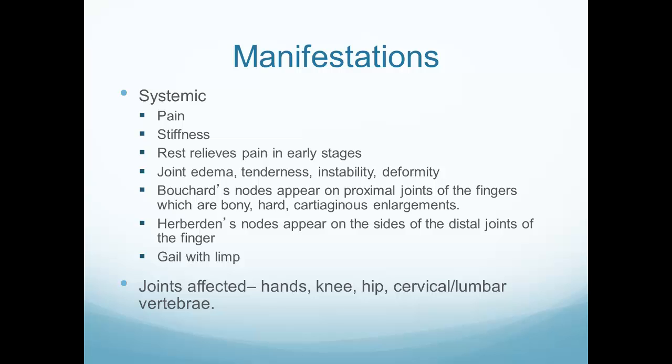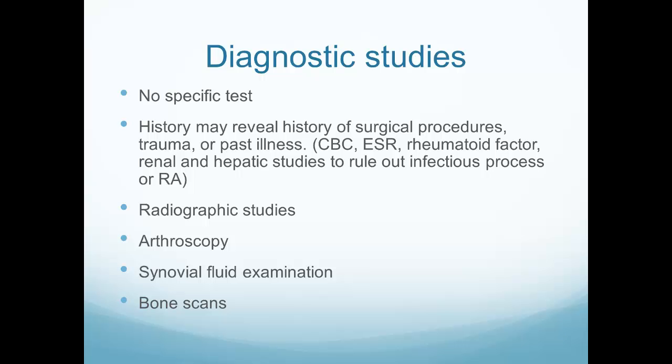The hips and the cervical and lumbar vertebrae are also common areas where we're going to see osteoarthritis. Diagnostic studies: there's no specific test that can look for arthritis, but we can take a history and look at the patient's previous history, past illnesses, etc. Look at some of their other conditions to try to rule out rheumatoid arthritis or some other conditions. We can do radiographic studies, in other words, x-rays, and arthroscopy, where you go into the joint and look around the joints.